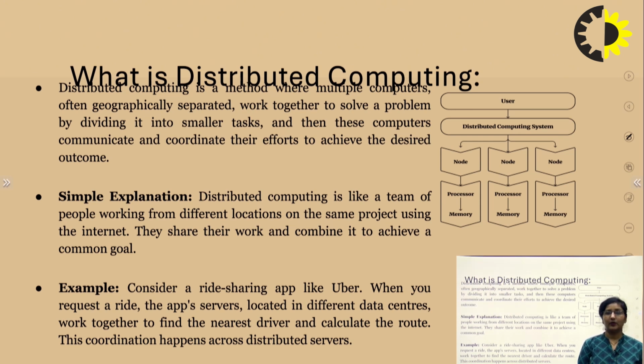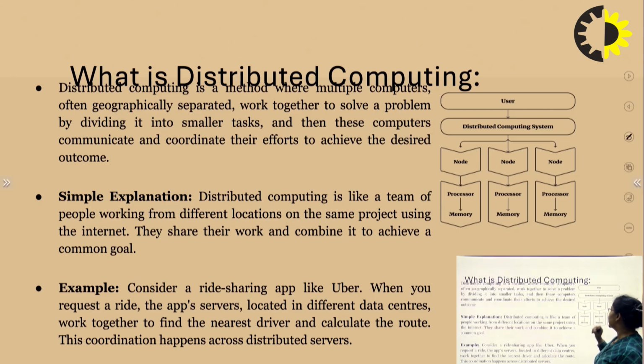Now when we request a ride, the servers for the application are located in different data centers, but they work together to find the nearest driver and then calculate the route, and this is done only because of the distributed servers. Let's see it with the help of this figure.